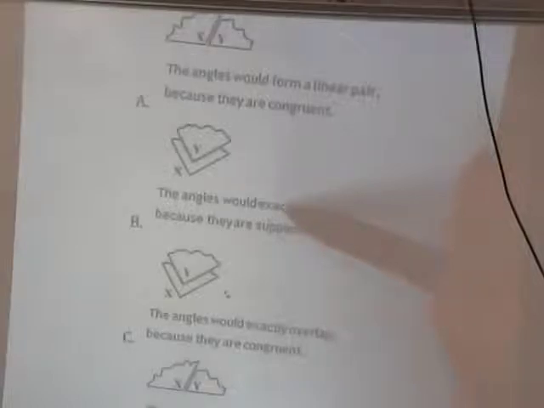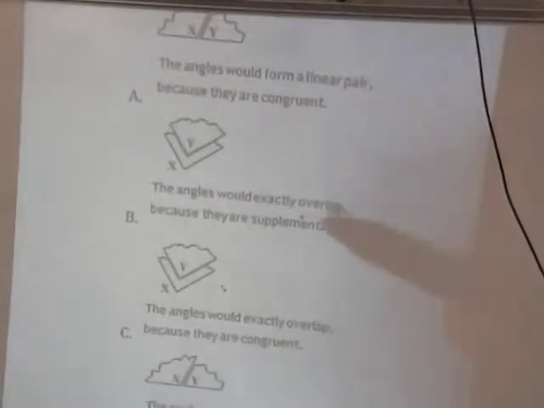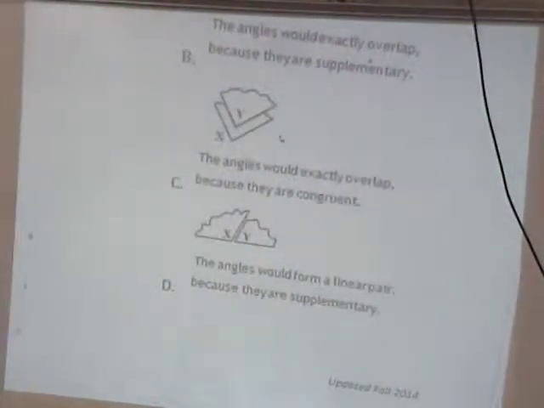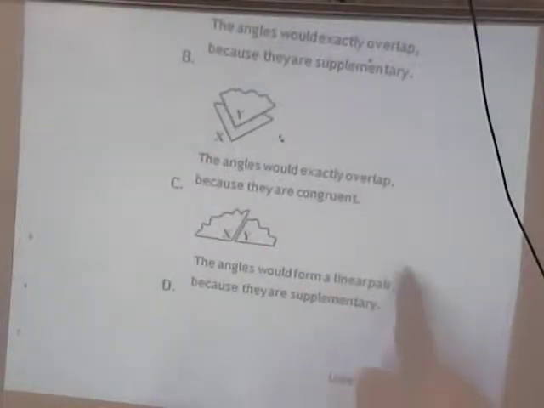The angles would form a linear pair because they're congruent. Are the angles congruent? The angles would exactly overlap because they are supplementary. Does that make sense? No. Supplementary angles are not congruent to each other, not necessarily. The angles would exactly overlap because they are congruent. Are those two angles congruent? No. How about the angles would form a linear pair because they are supplementary? Yes.